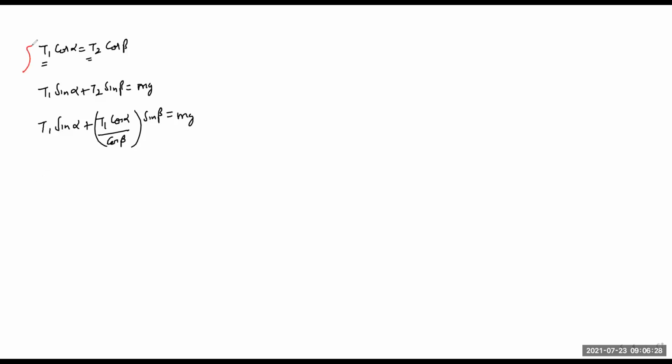Yes, sir. Now it's up to you. You can just take the LCM and we are good to go. So we have cos alpha sine beta divided by cos beta is mg. And now you know how to take the LCM and all. So that's also very important to know, the LCM, HCF, fractions.